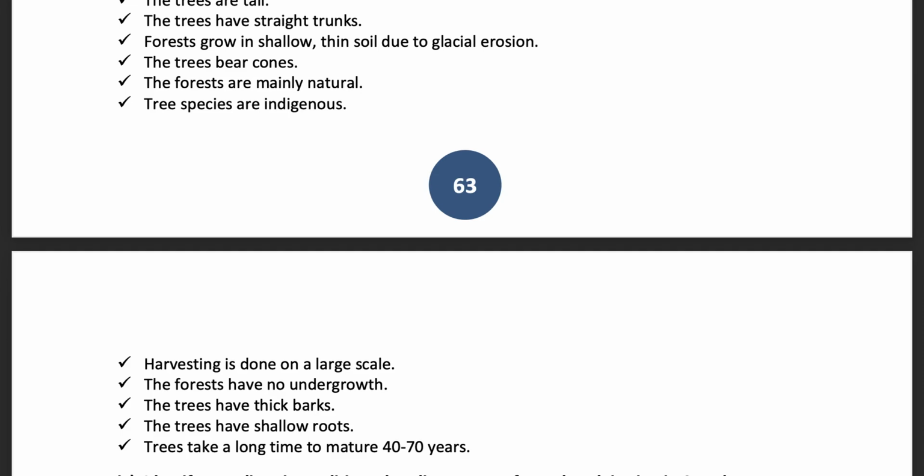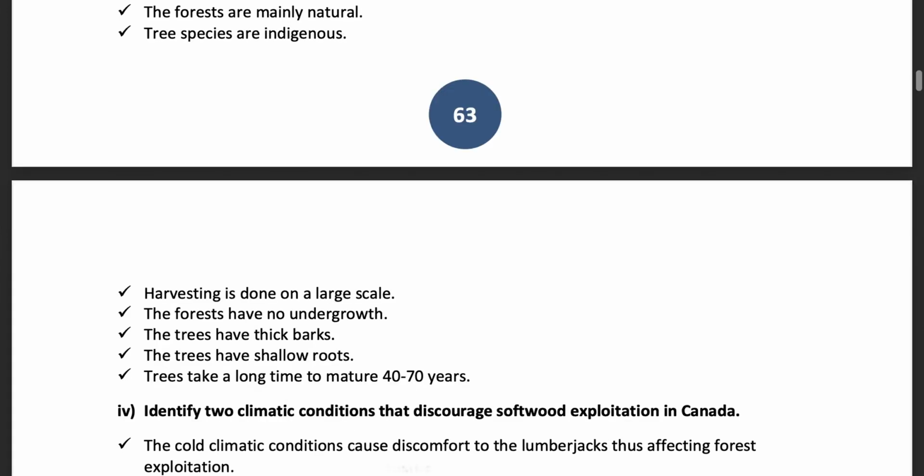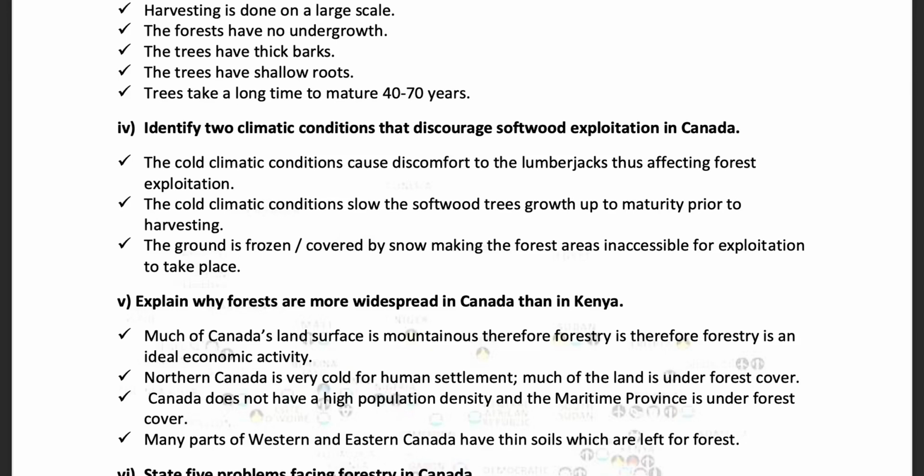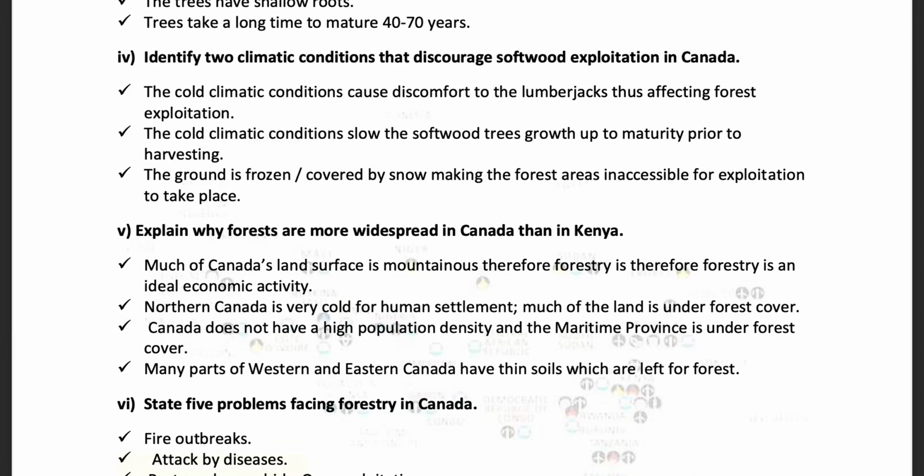Tree species are indigenous. Harvesting is done on a large scale. The forests have no undergrowth. The trees have thick barks. The trees have shallow roots. Trees take a long time to mature, 40 to 70 years. Identify 2 climatic conditions that discourage softwood exploitation in Canada.